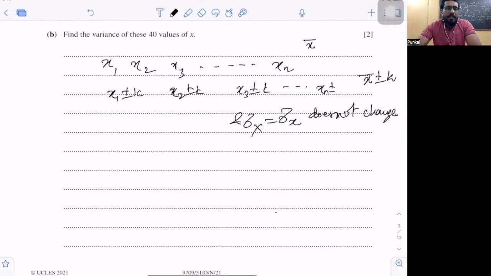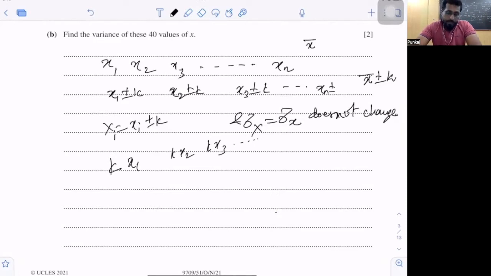That means capital Xi is xi plus or minus k. So remember this, if you increase or decrease the individual scores by a certain amount, then the standard deviation still remains the same for both the variables, the original variable and the changed variable. But if you multiply every individual score by a certain amount, then the standard deviation also gets multiplied by the same amount.